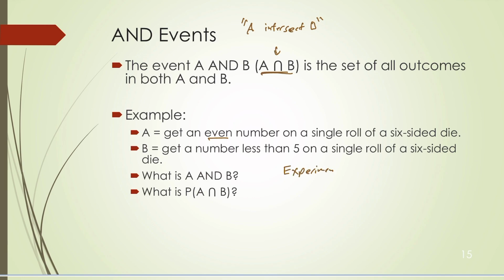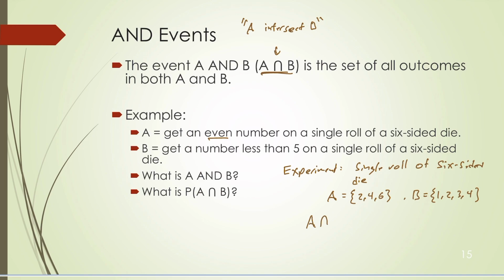So the experiment is a single roll of a 6-sided die, and the event A is the outcomes 2, 4, 6. Those are the only even numbers that can be outcomes. The event B is going to be 1, 2, 3, or 4. Those are the only numbers that are less than, not less than or equal to, less than 5. And so what is A and B?